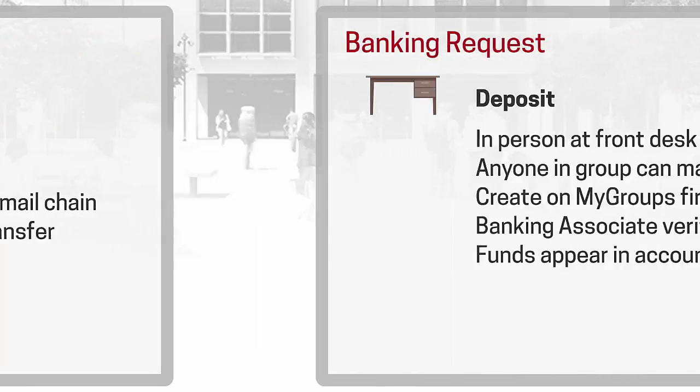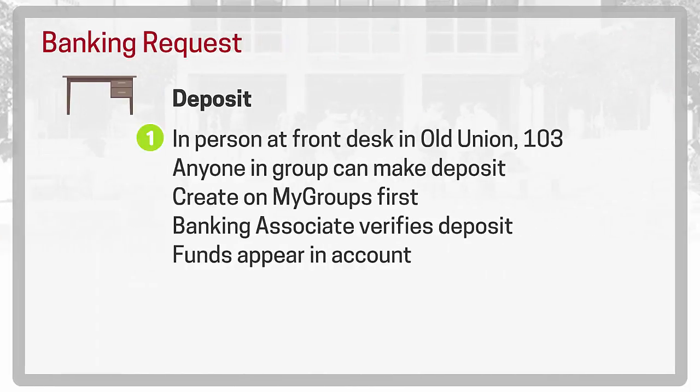Deposits must be made in person and can be made by anyone in your group. A deposit request will first need to be created on MyGroups, specifying the amount to be deposited. A banking associate will count everything and make sure the checks are endorsed with your 4-digit group number. The funds will then show up in your account.